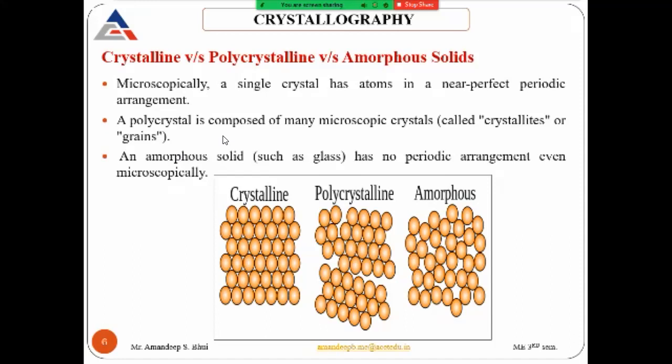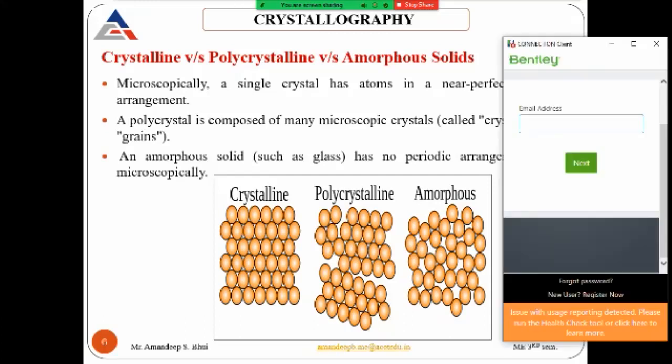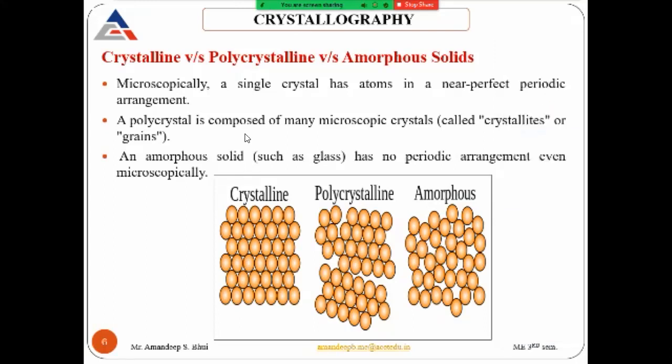But in the case of the third type, that is amorphous crystals, if you see at the microstructure level, at the atomic level, all the atoms are arranged in a disordered manner. So such type of crystals or solids are known as amorphous solids. So there is no periodic arrangement between the atoms of the solids, even at the microscopic level in amorphous solids. So this is the basic difference between three types of solids, that is crystalline, polycrystalline, and amorphous solids.